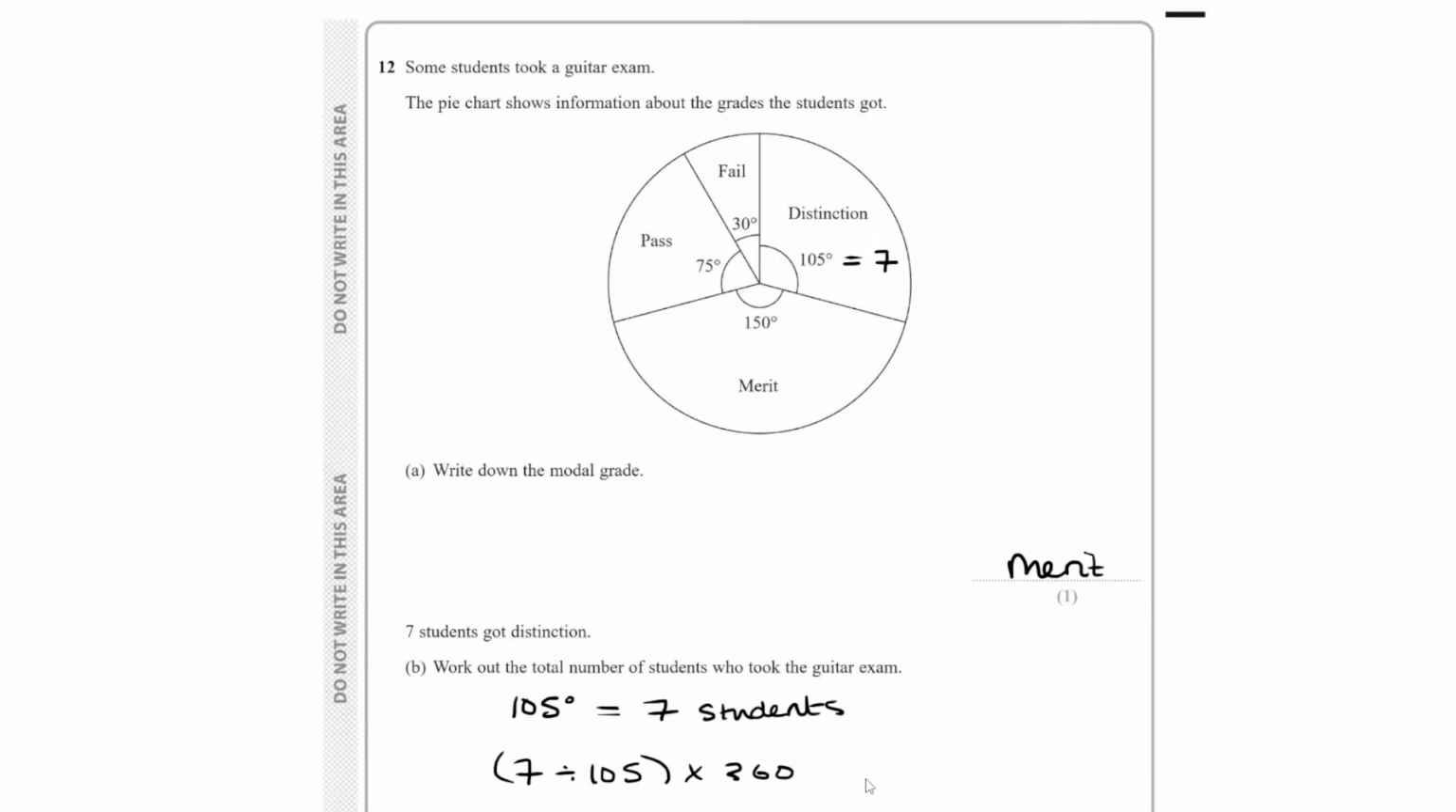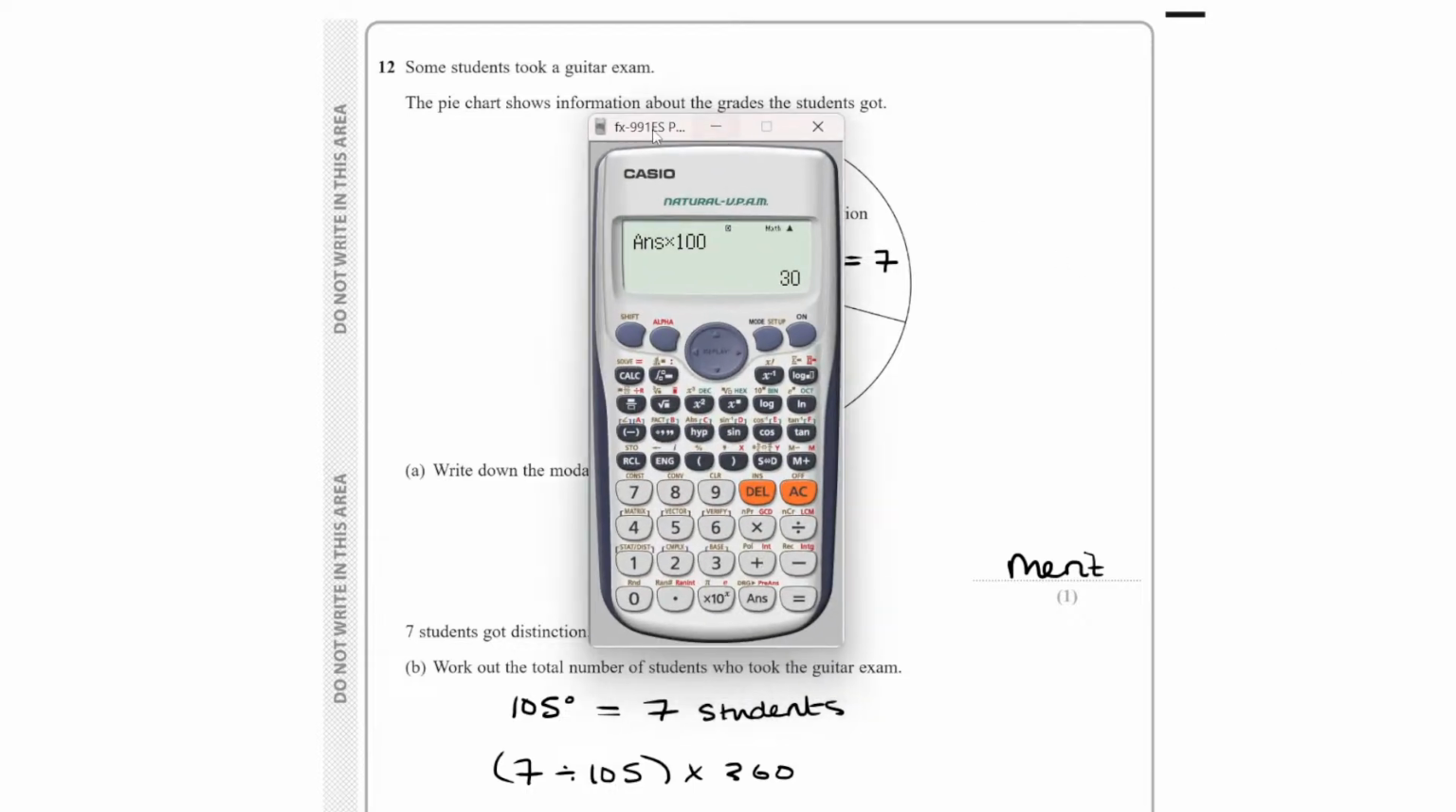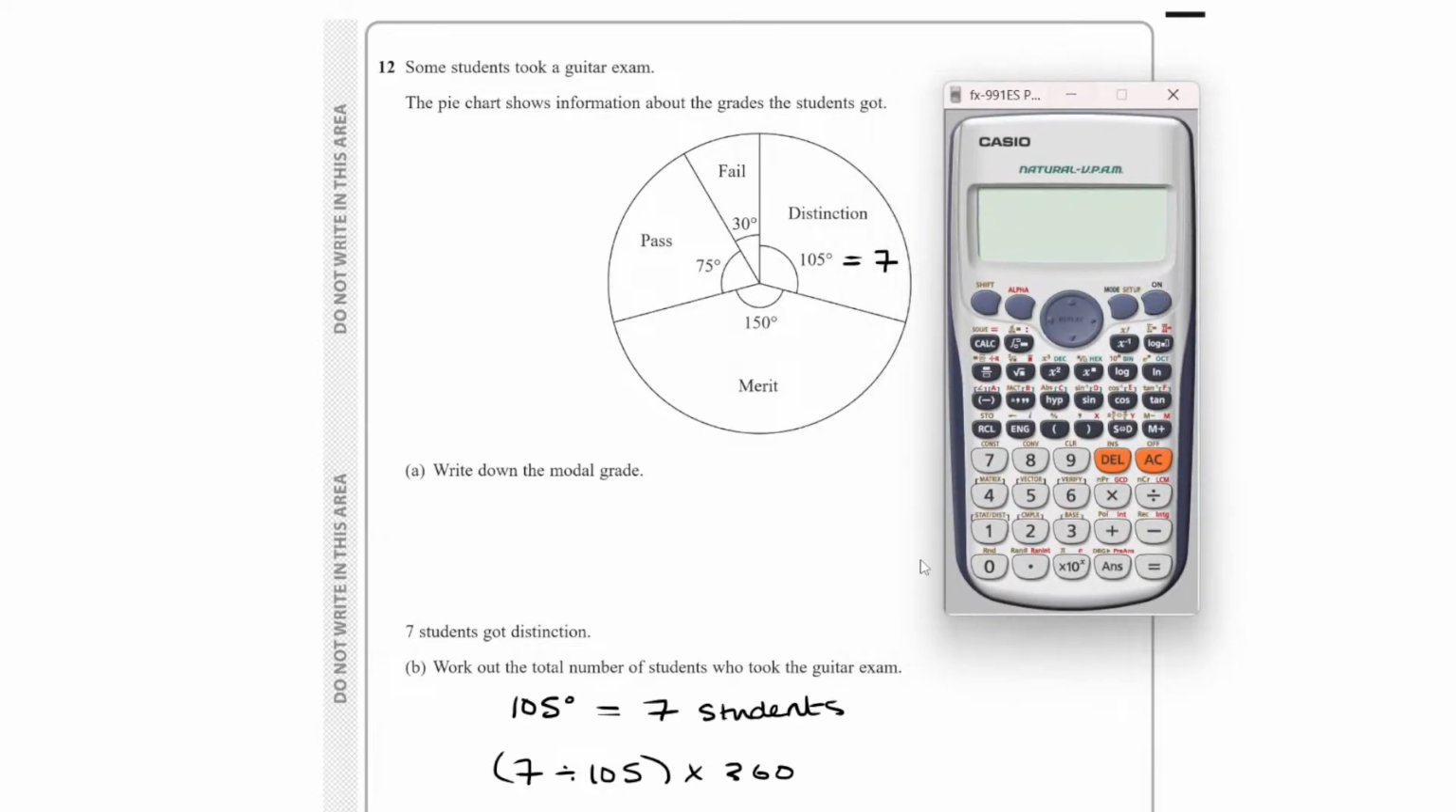And that would give me my whole pie chart. Let's get the calculator, because obviously we're not going to do that ourselves. So we've got 7 divided by 105. As you can see, you get 1/15, or 0.06, obviously you can't have 0.06 of a person, but we'll just bear with that. Then you times it by 360 degrees, because that's how many is in a pie chart in total, isn't there?